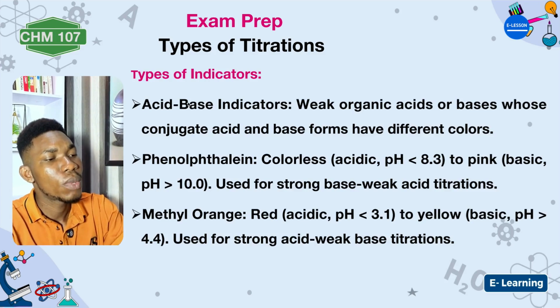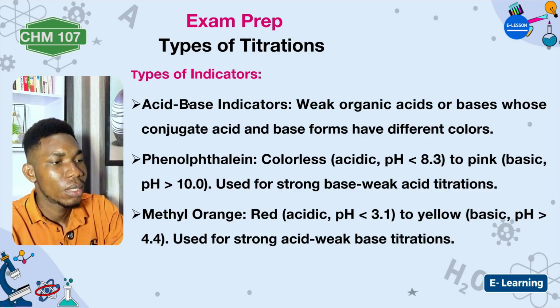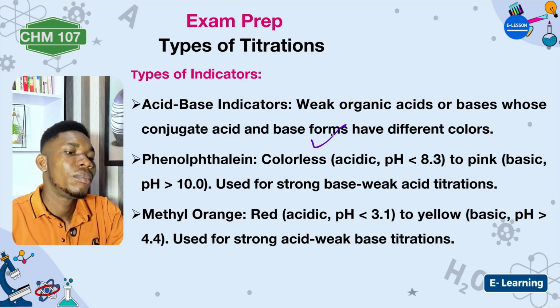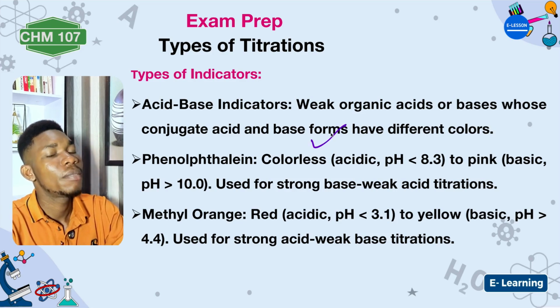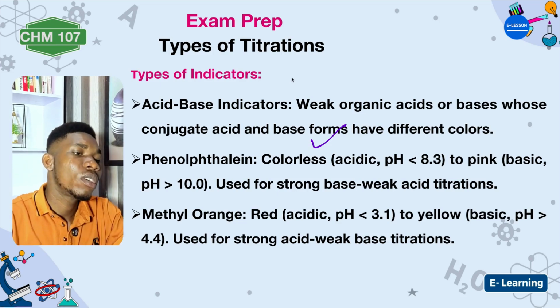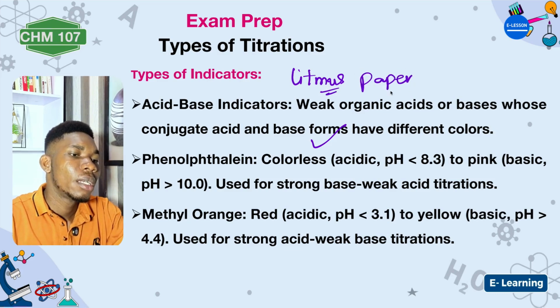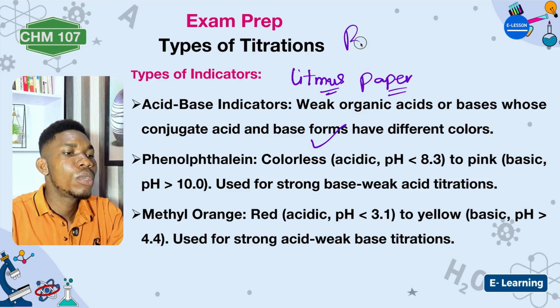Types of indicators. We have acid-base indicators, weak organic acid or base, which is a big thing for you to understand. Just know we have acid-base indicator. The most common acid-base indicator is what? Litmus paper. We have the blue litmus paper, and then we have the red litmus paper.